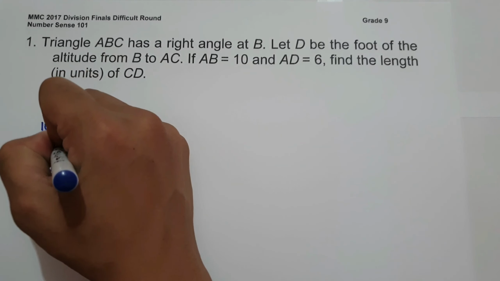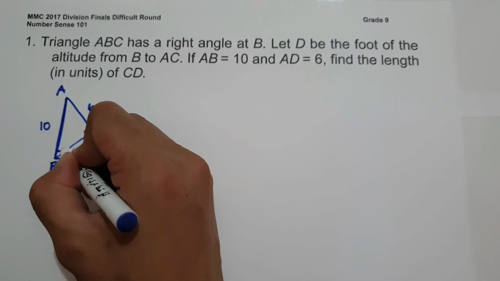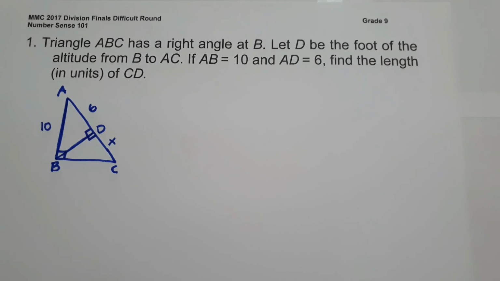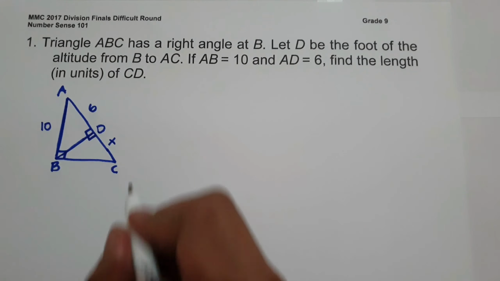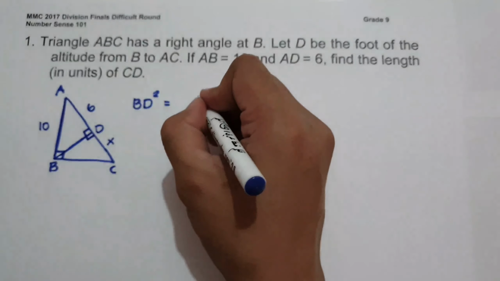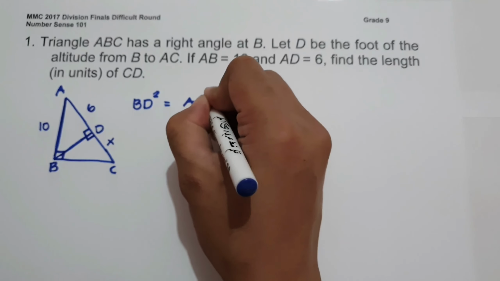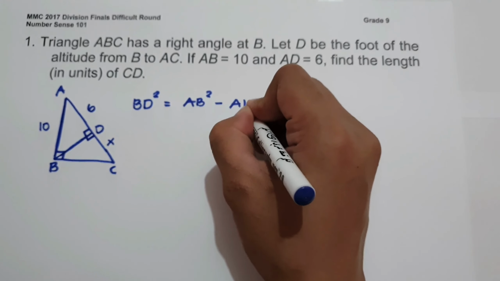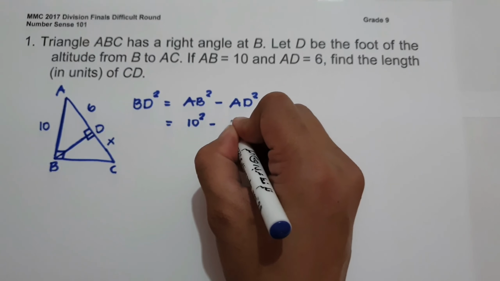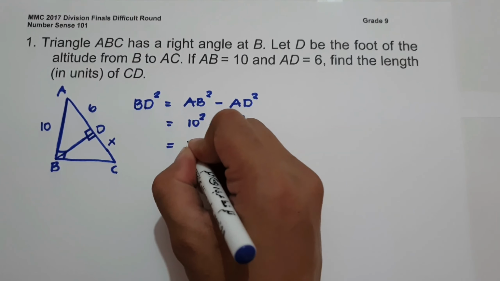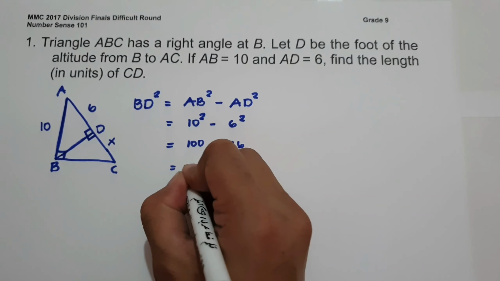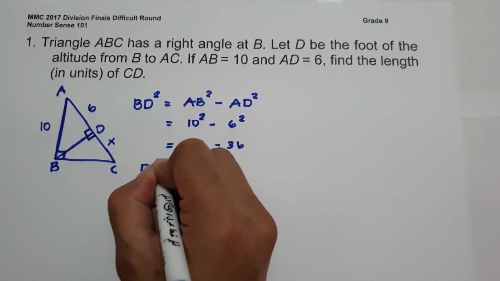Since AB is the hypotenuse of right triangle ADB, the first thing that we're going to do is to find the measure of BD. To find the measure of BD, we are going to use the Pythagorean theorem, that is BD squared equals the hypotenuse AB squared minus AD squared. AB is 10, so 10 squared is 100, minus 6 squared, that is 36. 100 minus 36 is 64, and we have BD squared.